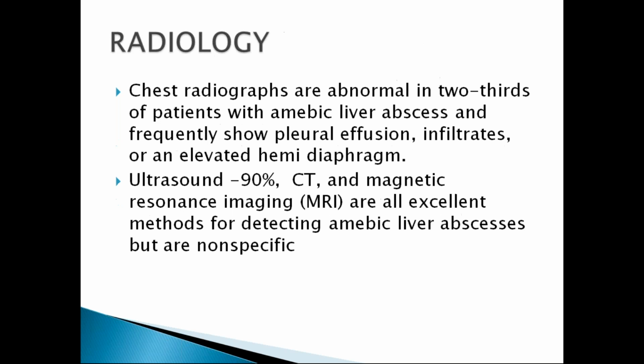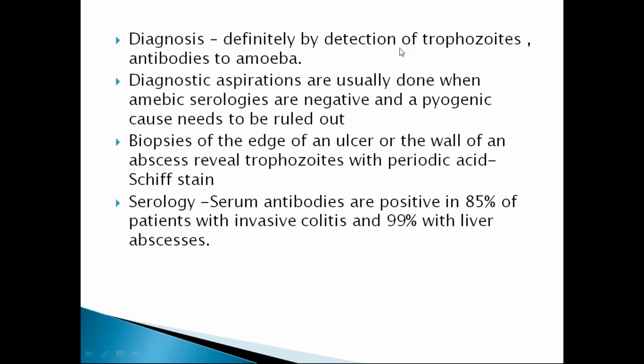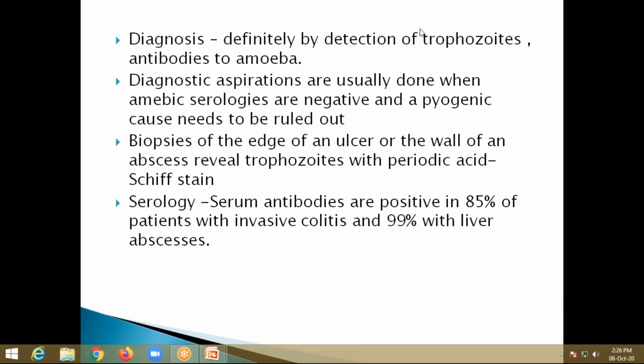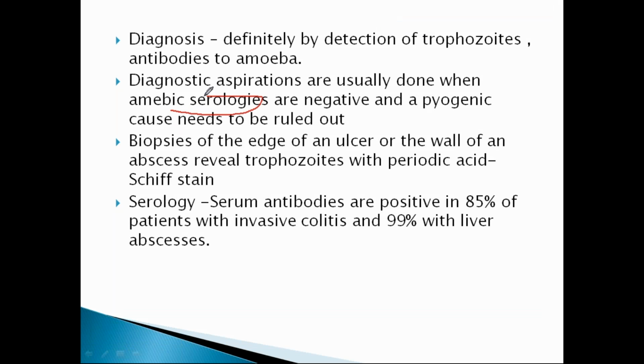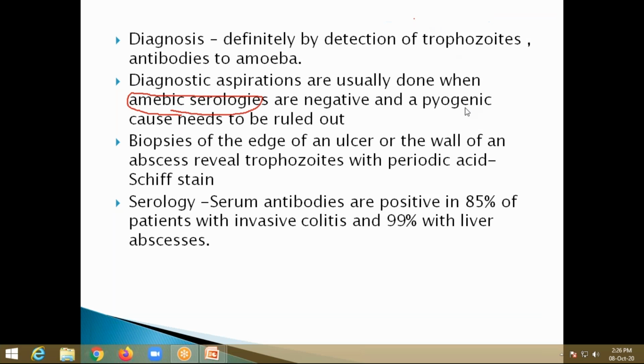So diagnosis, ELISA. ELISA is one of the most important diagnostic mechanisms. Serologies, amoebic serologies. This is also done. ELISA is the most sensitive test for that. So biopsies of an ulcer in the colon, if it is there, is also important. But usually we don't do any of these things.